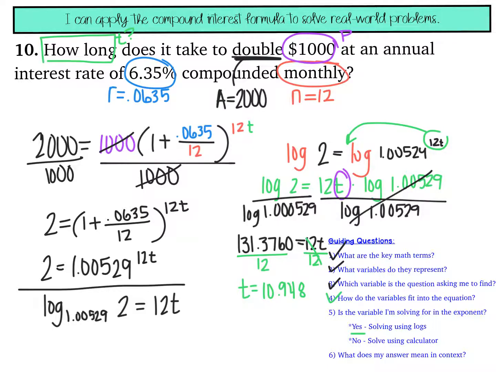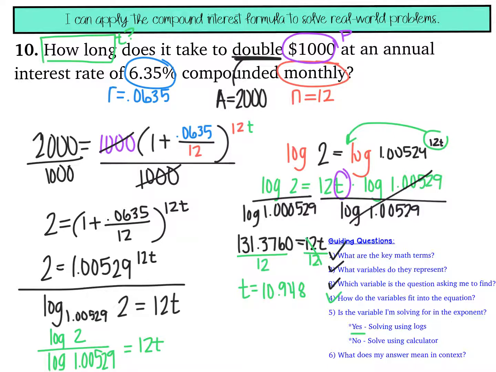I'm going to show you the other one. So if we remember back, right here, I can utilize the change of base formula. And we talked about that. If you don't remember that, I would suggest you go back and look. But it essentially says I can take the log of 2 divided by the log of 1.00529, and that equals 12t. And if you notice, we did that over here. The log of 2 divided by the log of 1.00529 equals 12t. So when I type this out right here, I end up with 131.3760 equals that 12t, and divide it by 12, and that gives me t equals 10.948.